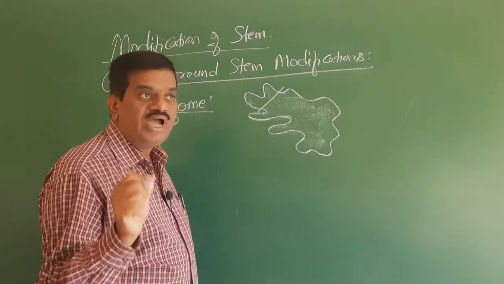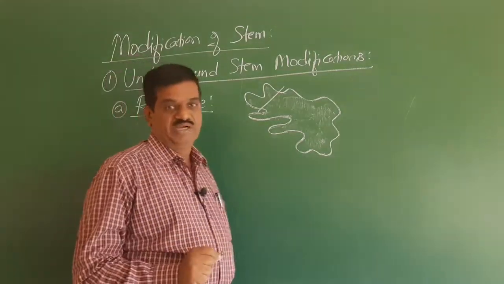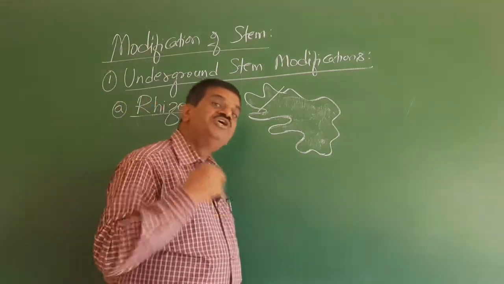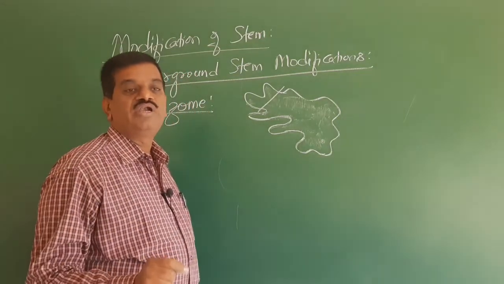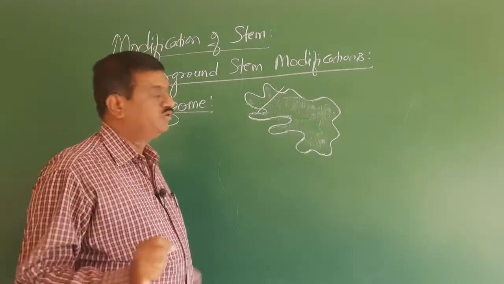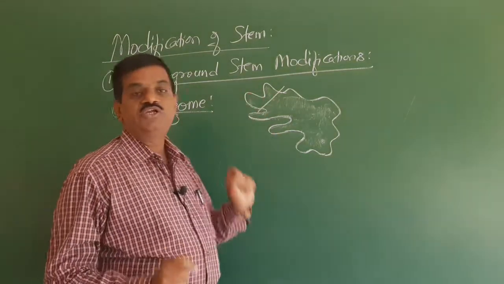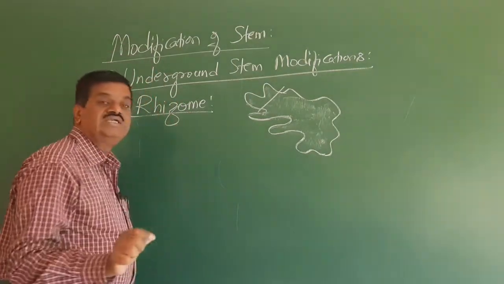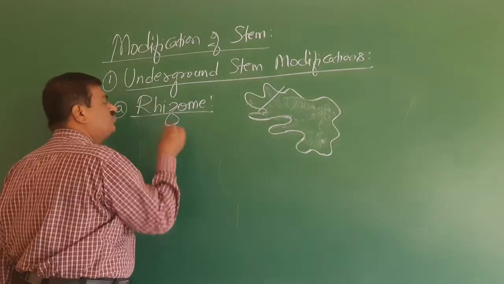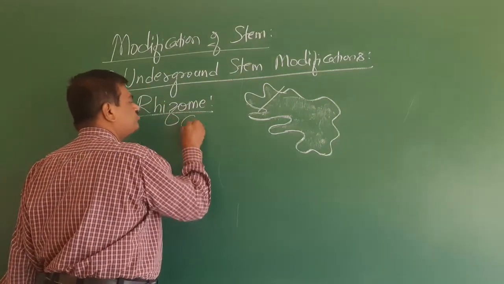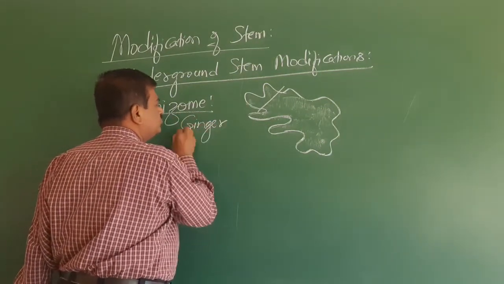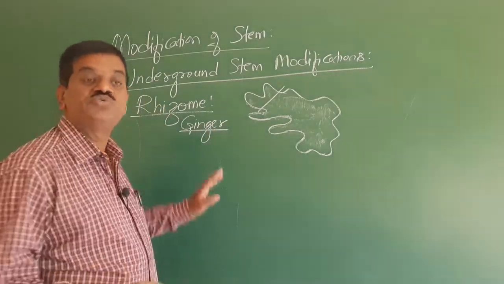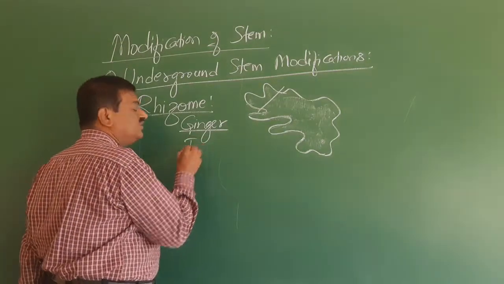So when we take the vegetative parts of the plant body and they give rise to new plants, it is called vegetative propagation. Even here the stem helps in vegetative propagation. So this is one underground stem. An example for this is ginger, Zingiber officinale. And the other one is turmeric.